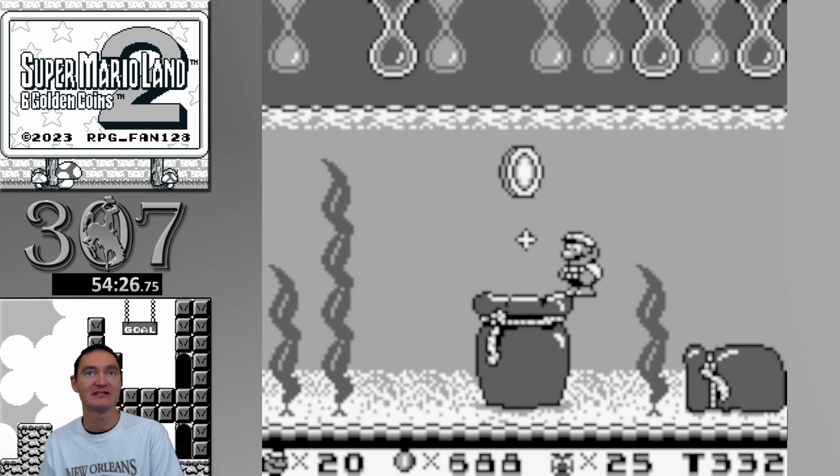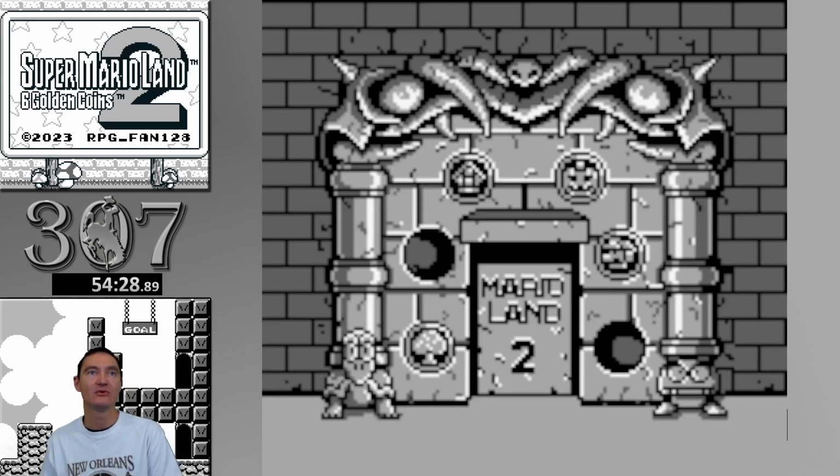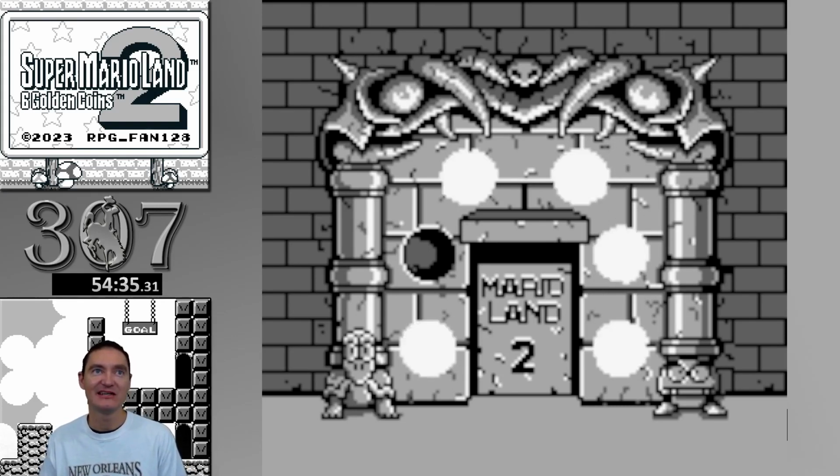See how I have 688 coins? You can use these coins in this bonus game sort of thing to get lives, because essentially that final castle level, it's tough.